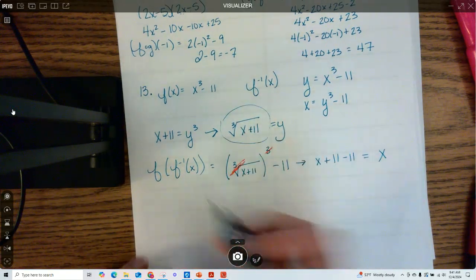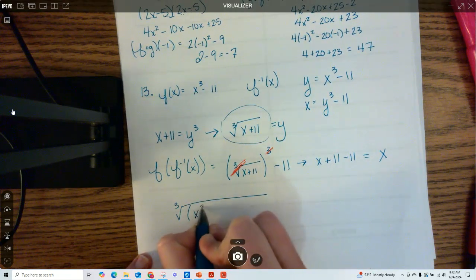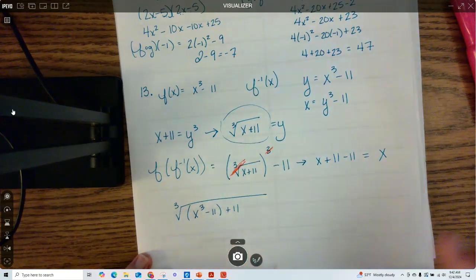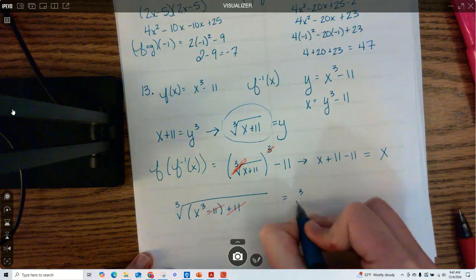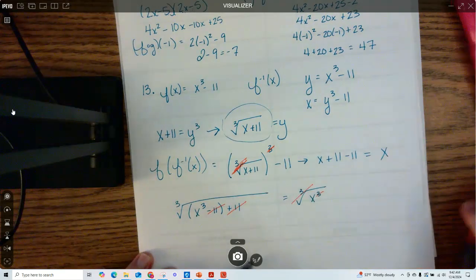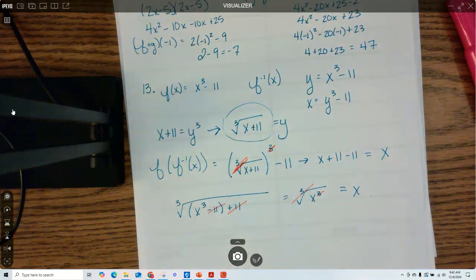If you do the opposite, we take this and we plug it in here. So the cube root, and then x is now x cubed minus 11 plus 11. These cancel out, and we have the cube root of x cubed, and so the cube root cancels out the cube and just leaves us with an x. That's how you test your inverse. It should cancel itself down to x.